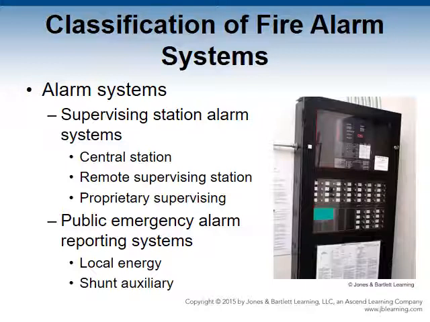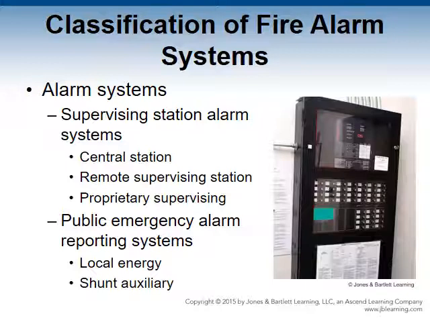Public emergency alarm reporting systems transmit alarms through circuits connected to the municipal communication system. Typically, there are publicly accessible alarm boxes located on the street. An auxiliary fire alarm system may connect to and use the same transmission equipment as the public emergency alarm reporting system to transmit fire alarm signals.